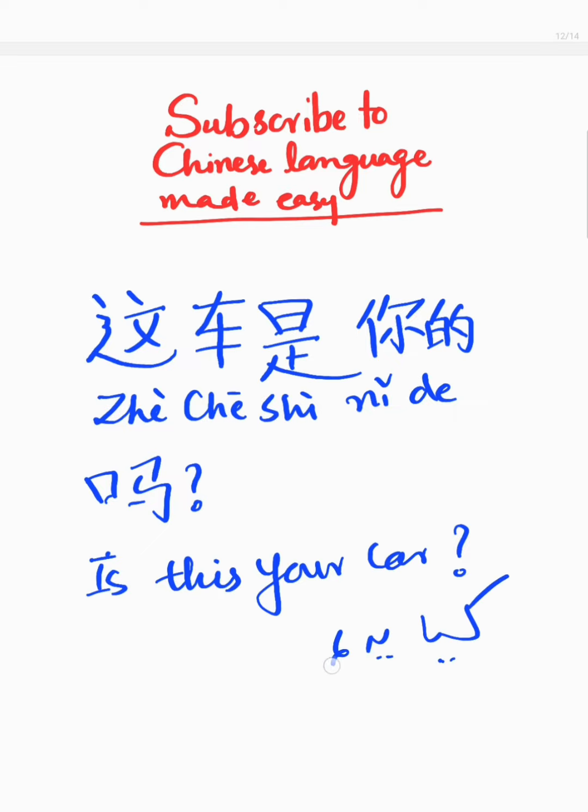So this is another way of saying is this your car.